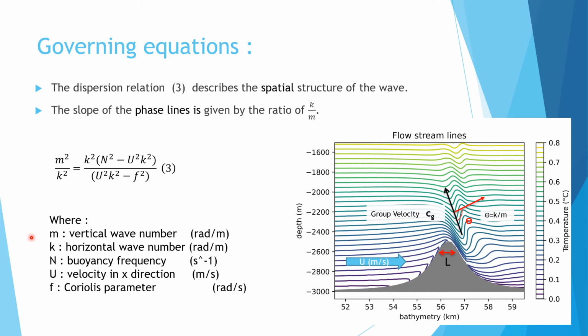M represents the vertical wave number, k the horizontal wave number that we have seen in previous slides, which is dependent on the length scale of the mountain or the topography. Then N is the buoyancy frequency and U is the velocity in the x direction. It is important to understand that this is the velocity of the current from far away from the mountain, not the velocity directly at the Lee wave. And then f is the Coriolis parameter.